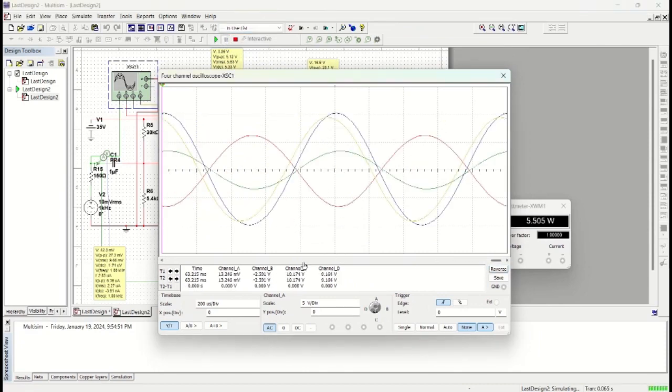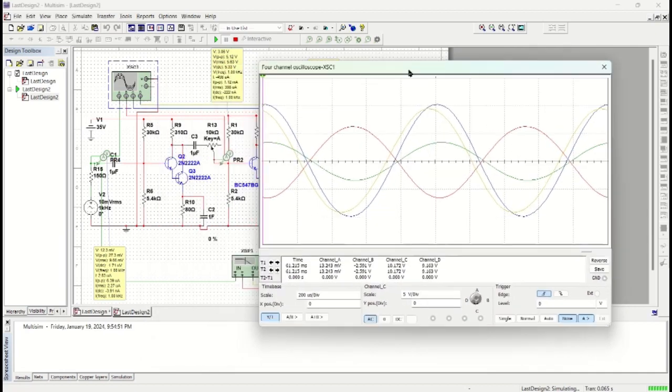This is the oscilloscope from Multisim. Channel A is 20 millivolt per division, and channel B is 2 volt per division. Channel C and D are 5 volt per division. For channel A, the input voltage line is green, and red is the output voltage of the first stage, then the output voltage of the second stage, and the final output is the brown-green color.